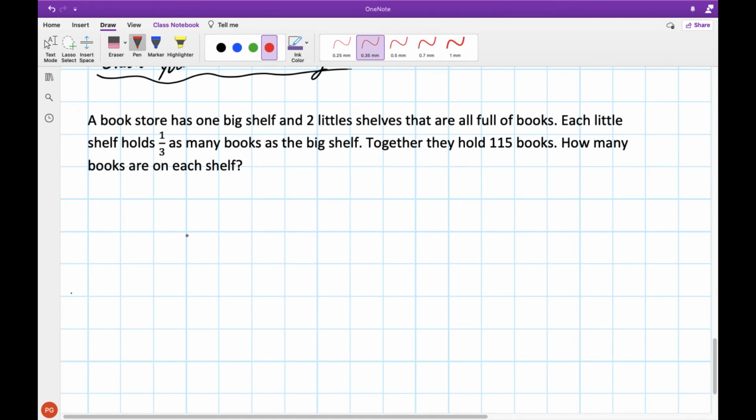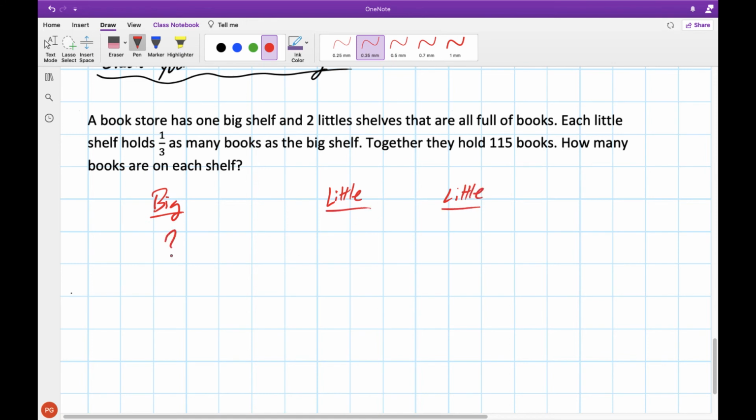So, the first thing that we're told is that we've got big shelves and little shelves. And we're told that one holds a certain fraction as many books as the big one, and they all together hold 115 books. So the first thing that I'm thinking is, let's draw this out. We've got a big shelf, and then we've got one little one, and then we've got another little one.